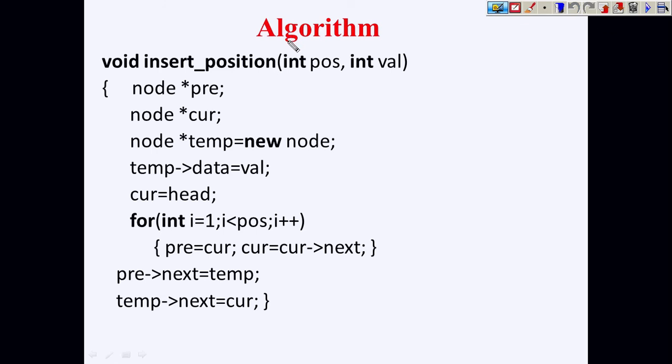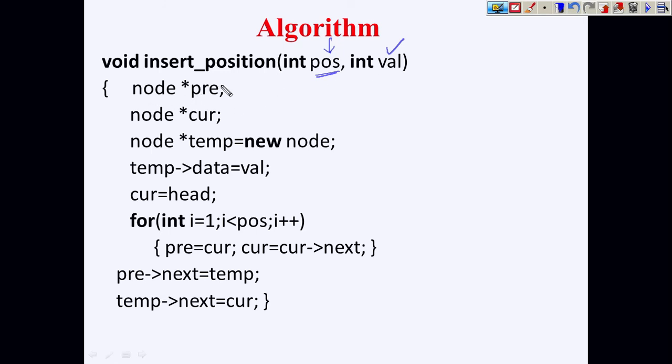So this is the algorithm for inserting at some position. When you call this function, you need to specify at which position you want to insert. You want to insert after the second node or third node or fourth node. So this refers to the position, POS. This refers to the position because accordingly we have to make a loop so that we can reach that particular position, and then the value which we want to insert, we want to store inside the node.